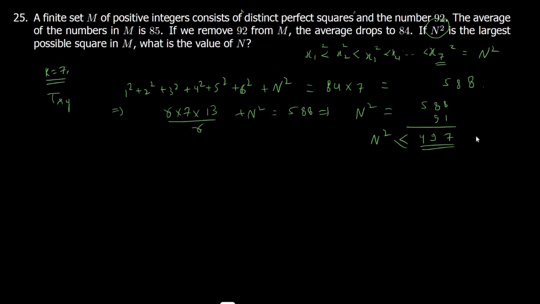576 is 24 square, right? And 23 square is 529 and 22 square is 484. So n will have to be strictly less than 23, or you can say less than or equal to 22. My n cannot be greater than 22.